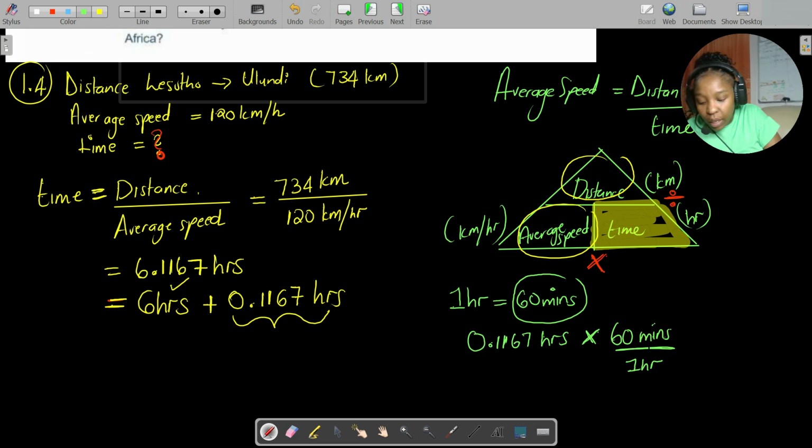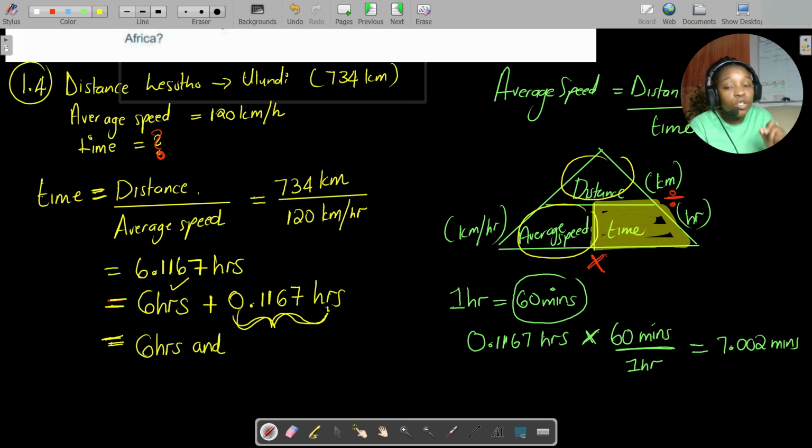So 0.1167 multiplied by 60 divided by 1, we're actually going to get 7.002 minutes. That basically means that the time it will take Mrs. Shabalala will be 6 hours, and the decimal part converted into minutes is about 7 minutes, and we are done.